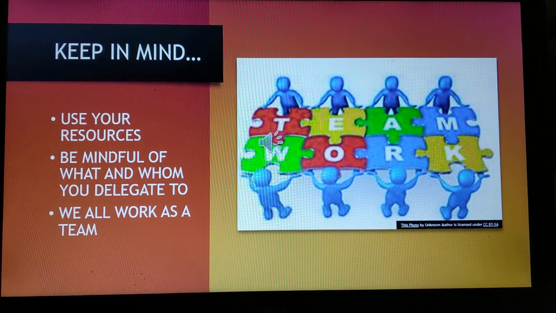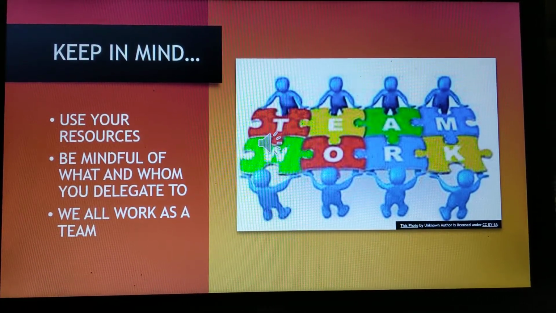Follow those rules of delegation and remember that when we all work together as a team, we can accomplish more together.